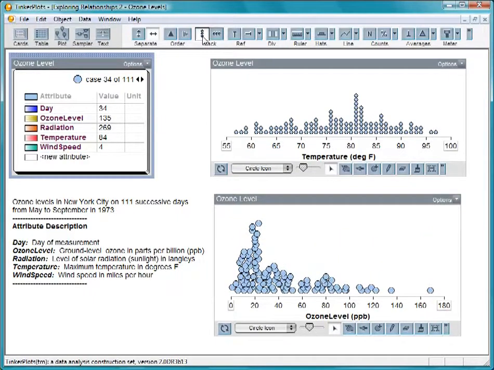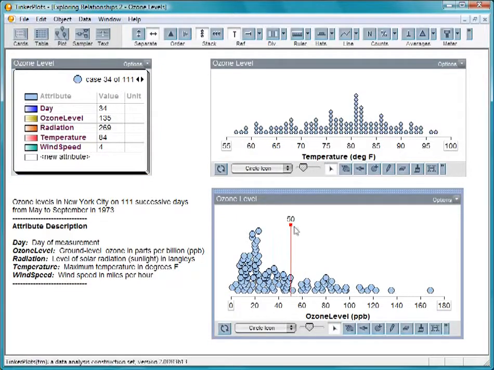Ozone levels of at least 50 parts per billion begin to pose health risks for some people. When looking at this data, we might ask the question, are hotter days more likely than cooler days to have dangerous levels of ozone? Here is the day with the highest level of ozone at 168. Click on it to highlight that day in both this graph and above in the temperature graph. Notice that the temperature that day was 81 degrees, which is not one of the hottest days.